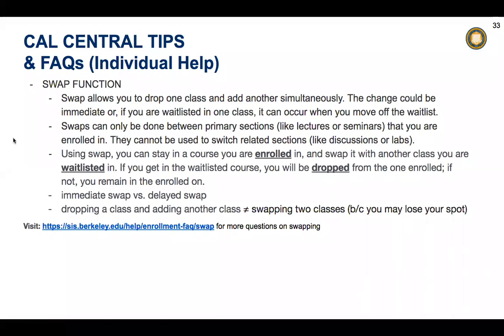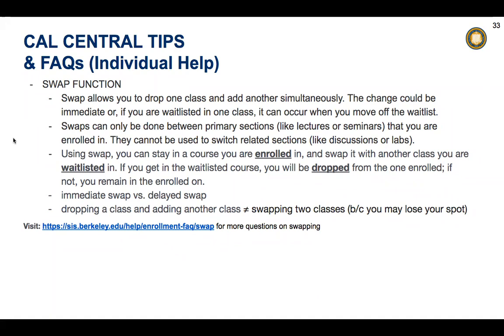Okay, so lastly, I'd like to remind everyone that we have a newer swap function. If you're a first or second year, then maybe this is all you've known, but for third and older years, there is a swap function that allows you to drop a class and add another simultaneously. Essentially, if you're waitlisted in a class, you can swap it out for another class that you're not waitlisted in.